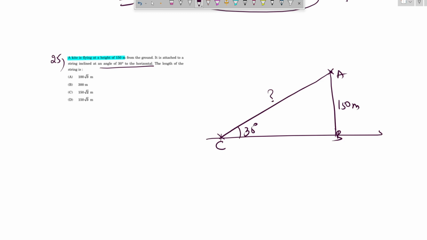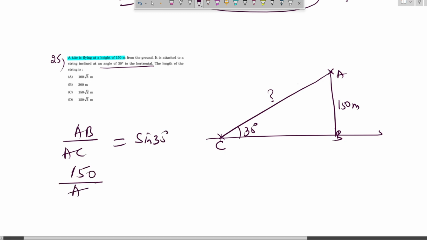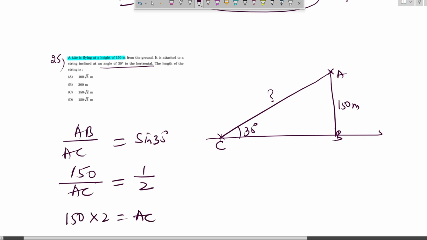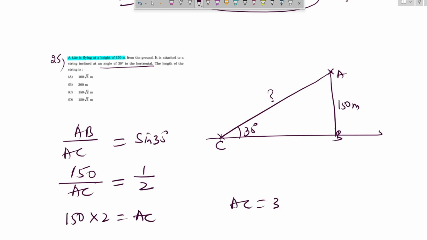Now we know that the ratio of opposite by hypotenuse in this right angle triangle is equal to AB by AC, which is equal to sine 30 degree. Here AB value we know it is equal to 150 by AC. Sine 30 degree is equal to 1 by 2. So 150 into 2 is equal to AC you got, that is AC is equal to 300. So my option B is correct.